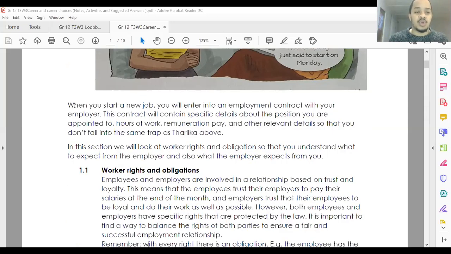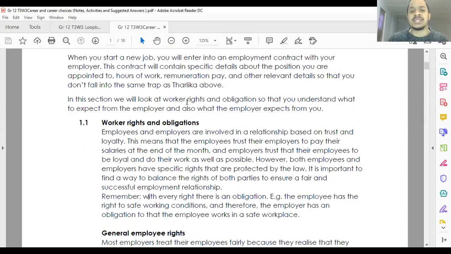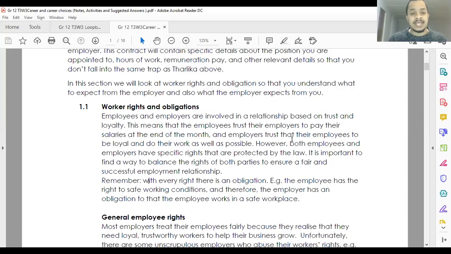So let's continue reading. When you start a new job, you will enter into an employment contract with your employer. So you will sign a contract. This contract will contain specific details about number one, your position, your hours that you'll be working, and your remuneration pay, and then also other relevant details. In this section, we will look at workers' rights and obligations so that you understand what to expect from the employer and also what the employer expects from you. At 1.1, we will look at worker rights and obligations. We'll be focusing in this video only on the workers' rights and also the obligations.